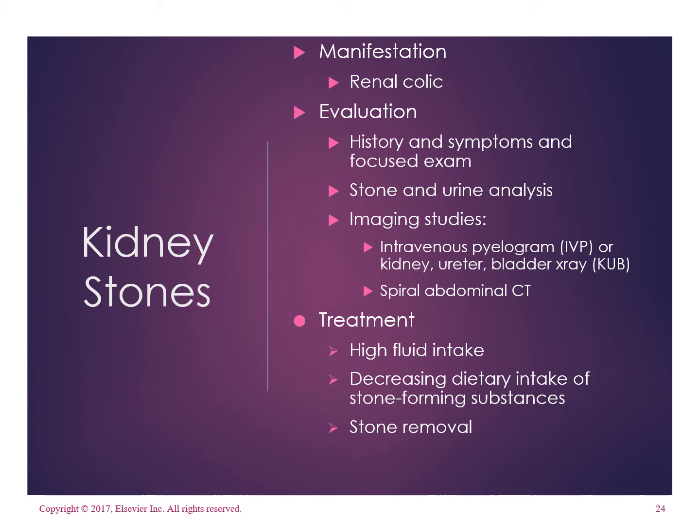It is usually evaluated by the history and symptoms and a focused exam. We will usually do a stone and urine analysis. If we catch the stone, we have them strain their urine until we catch it. Imaging studies include an intravenous pyelogram, IVP, or a kidney, ureter, bladder X-ray, KUB, or a spiral abdominal CT.